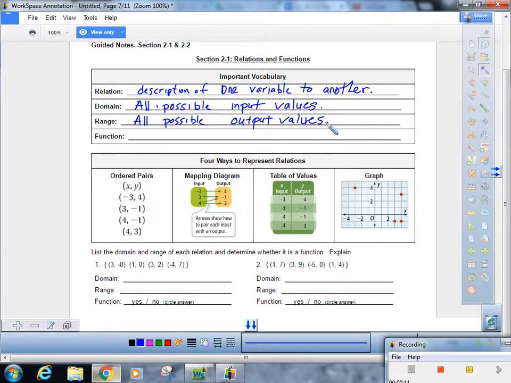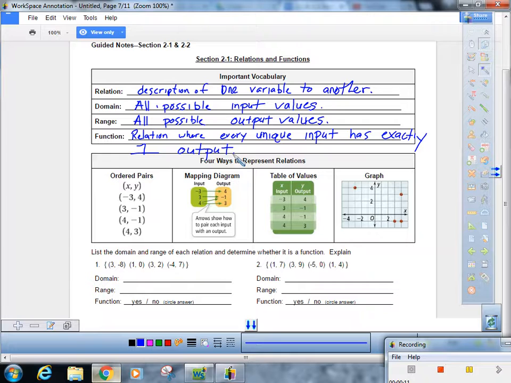And a function is a relation where every unique input has exactly one output. A relation where every unique input has exactly one output.